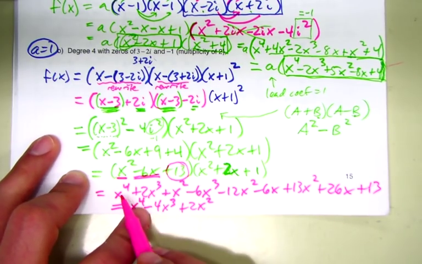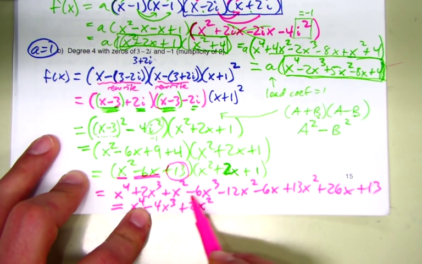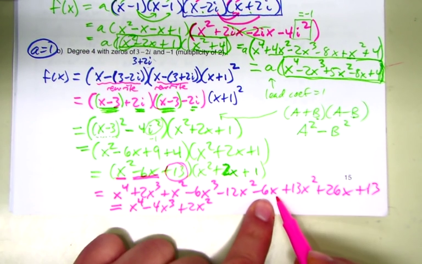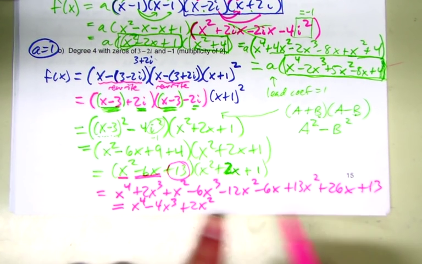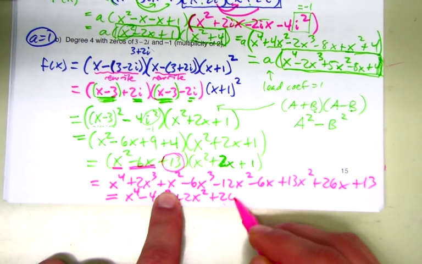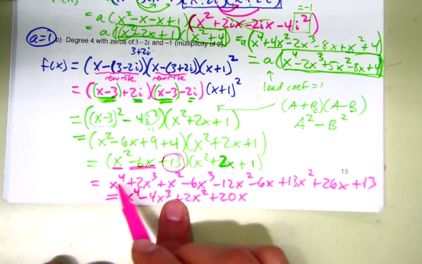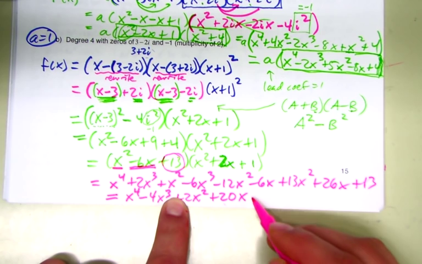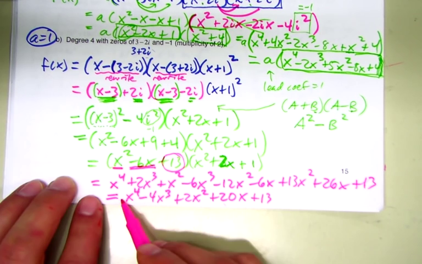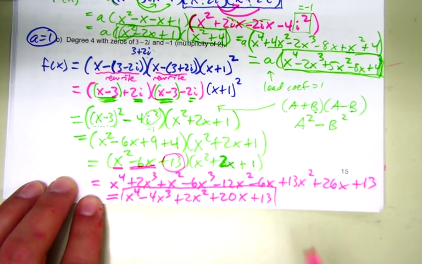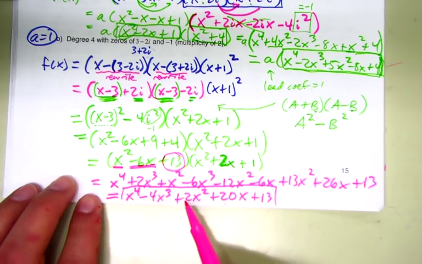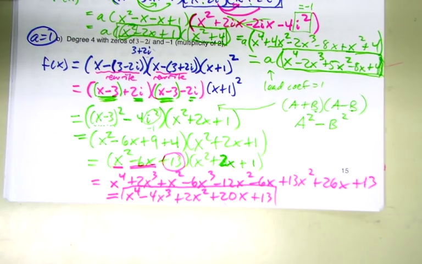Now we want to find the x's. Here's an x, minus 6x, and then positive 26. That adds up to positive 20x. And I think I've gotten everything except for this 13. So here's our final answer. X to the 4 minus 4x cubed plus 2x squared plus 20x plus 13. Whew, okay.